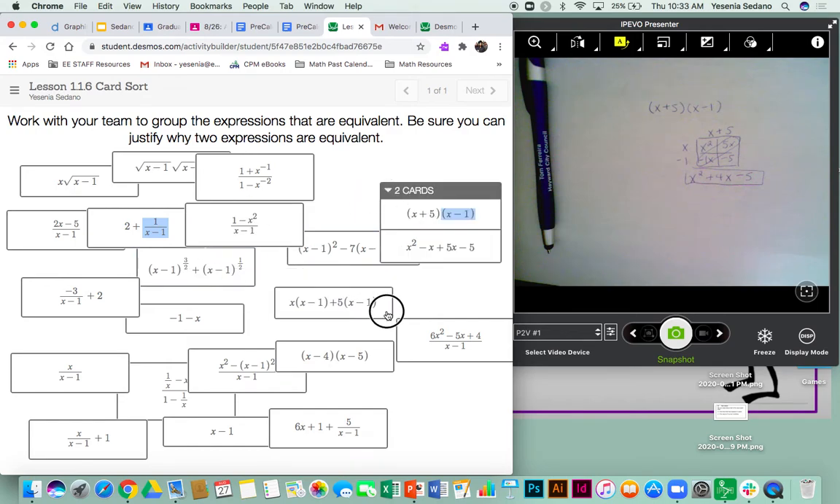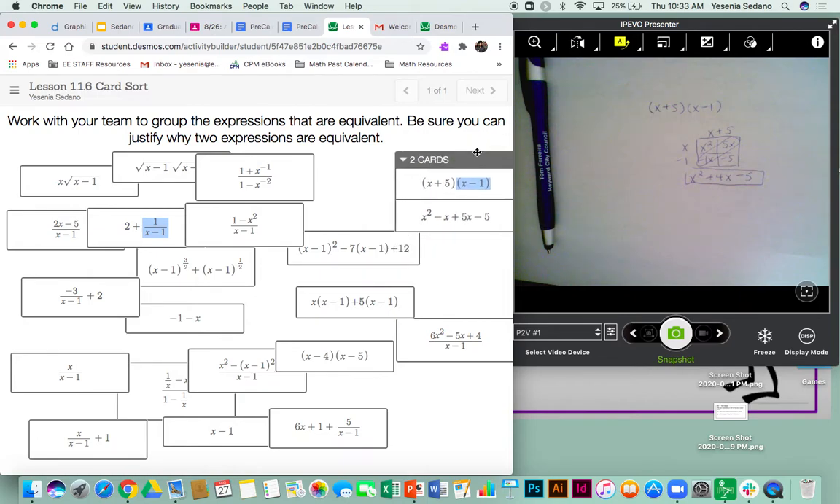Sorry, I accidentally matched those two. So this matches up with this because this is just the unsimplified form of the one I found right here. So these cards are a match.